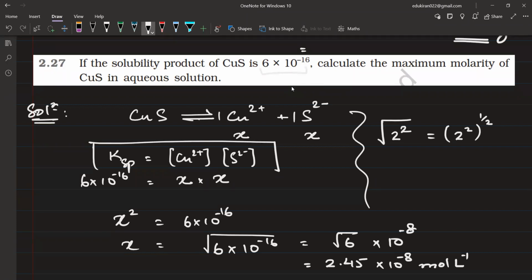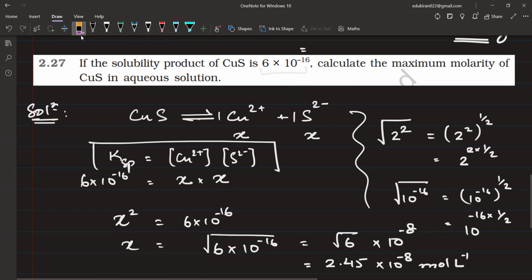ठीक है. अब 2 to the power, इसको इन दोनों को मल्टीप्लाई कर सकते हैं, पावर का पावर. सही है. वही किया बस हमने यहाँ पे. 10 to the power minus 16 था, इसका रूट है. That means it is equal to 10 to the power minus 16 to the power 1/2, that is equal to 10 to the power minus 16 into 1/2. तो 10 to the power minus 8 आ जाएगा. ओके ठीक है.